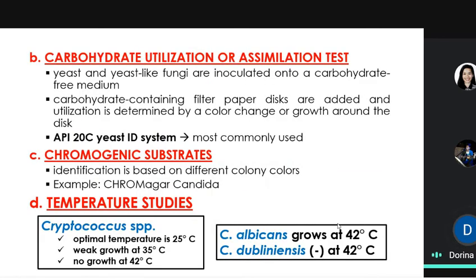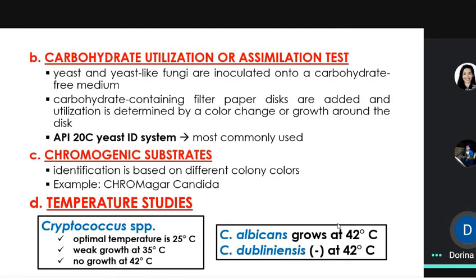Okay, so the different tests again for your yeast, you have your carbohydrate utilization. This is the one that has the API. What is the API? This is your analytic profile index, which is most commonly used. And then you also have the chromogenic substrates. An example here is your Chrome agar Candida.